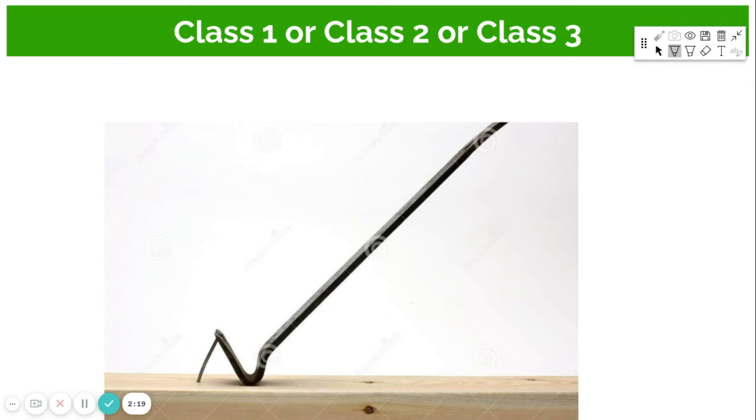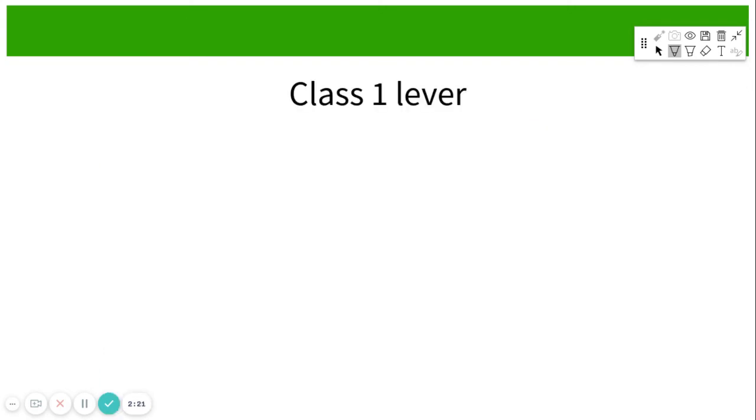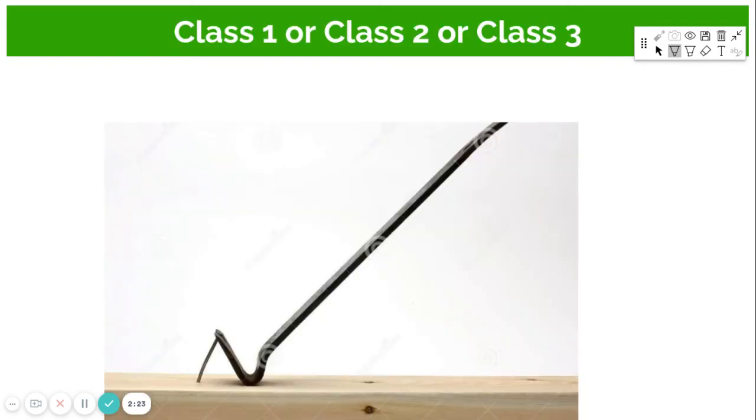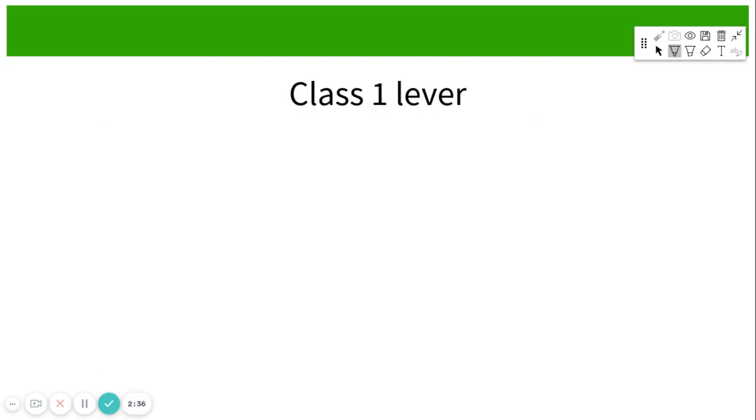Crowbar. Try and guess in 3, 2, 1. And the answer is class 1 lever. Let's look why. Well, the nail is obviously our load, and we're going to be pushing down here, and it's going to pivot on that point there. So that is our fulcrum. If the fulcrum is in the middle, it's a class 1 lever.